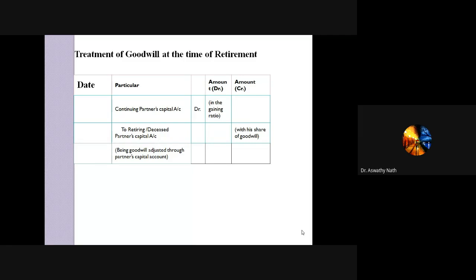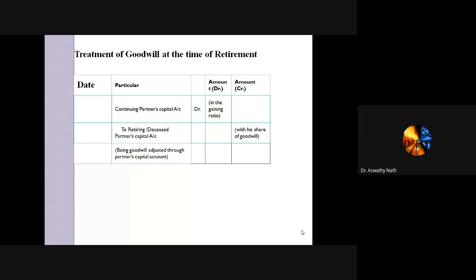And this is the treatment of goodwill at the time of retirement. We know the retiring partner or the deceased partner is entitled to his share of goodwill at the time of retirement or at the time of death of the partner, because that goodwill is earned by the firm as a result of that partner's efforts also, right? So they have a right to share the goodwill at the time of retirement or death of a partner, whatever it is. Since the future profits will arise because of the present goodwill, they have a right to share the goodwill also.